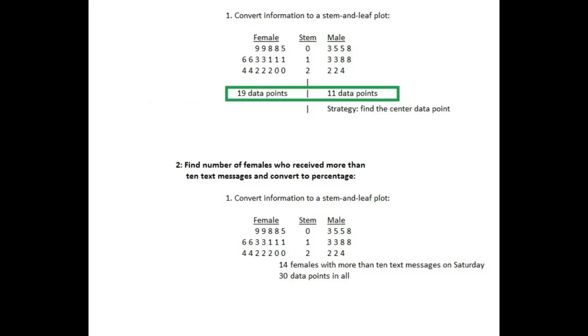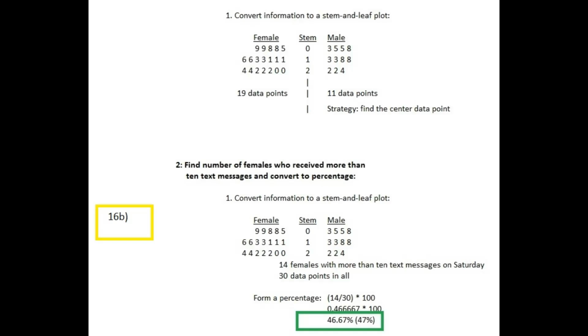Now we just convert that to a decimal. And it says here percent. We're going to convert it to a percent after we convert it to a decimal. See how I saved that right there? Okay. So we're going to do 14 divided by 30 times 100. So if we do 14 divided by 30, you'll see it says 0.466666 repeating. Multiply that by 100, and we're going to round to the nearest whole number. So it's 46.67 or 47%. You now have your answer for 16B.